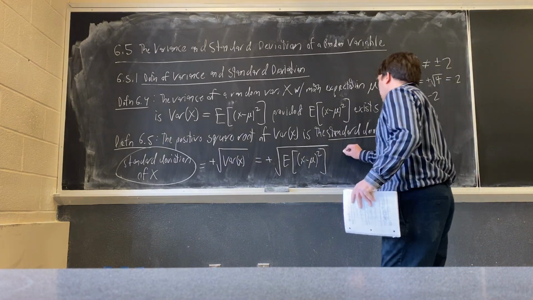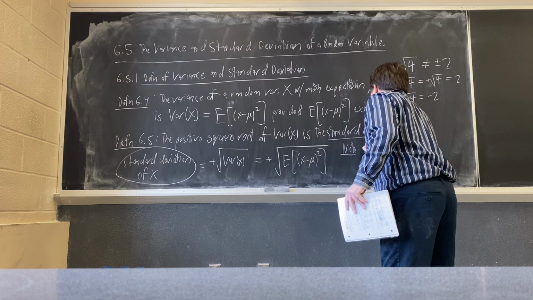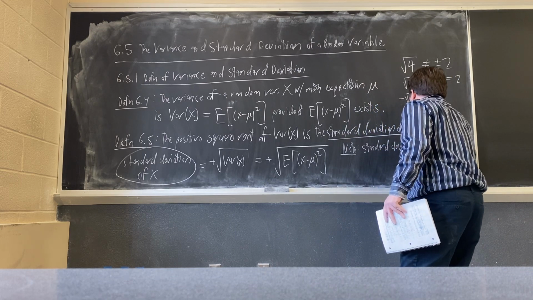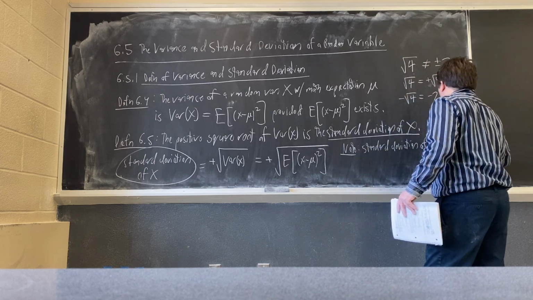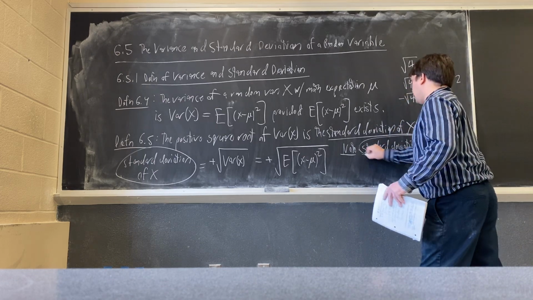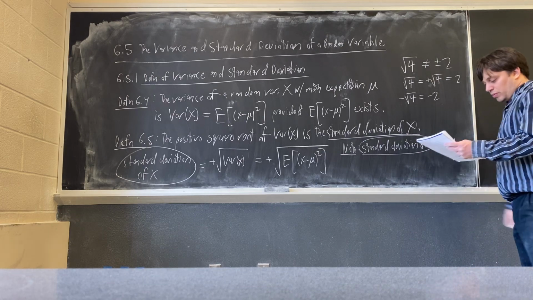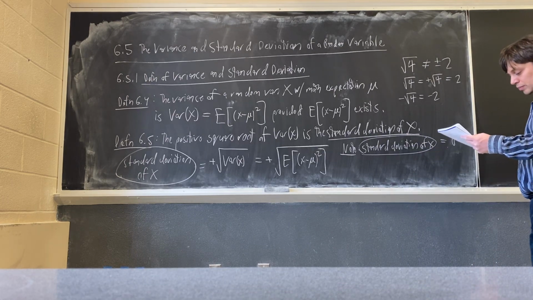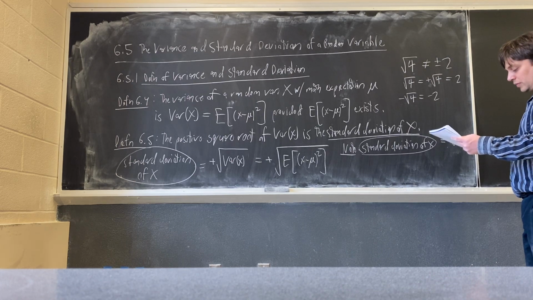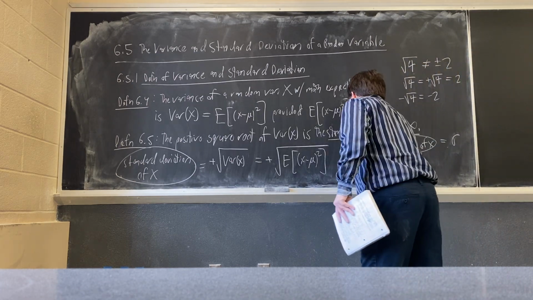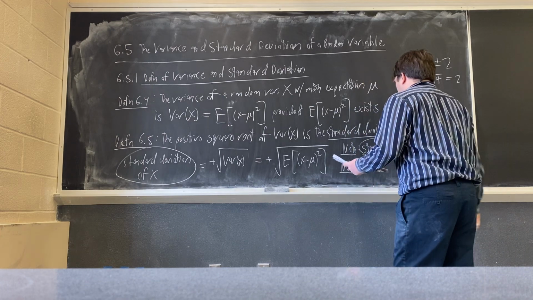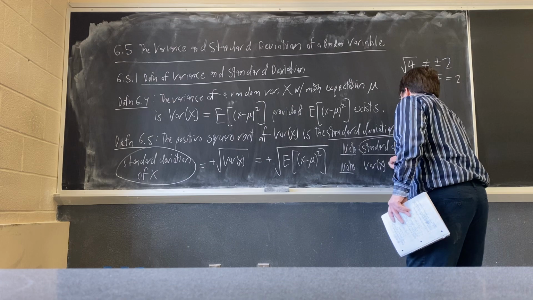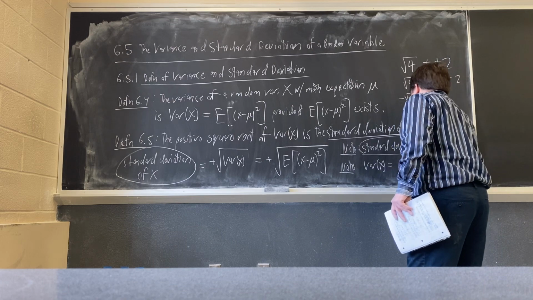Okay, and so note the standard deviation of x, the notation for the standard deviation of x, the whole thing, is sigma. And note that the notation for the variance of x is equal to sigma squared.